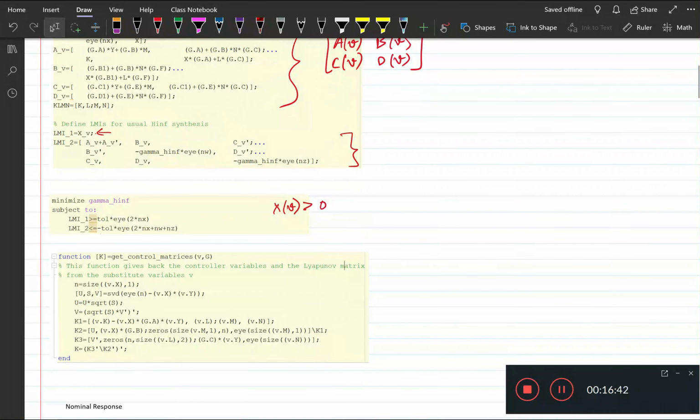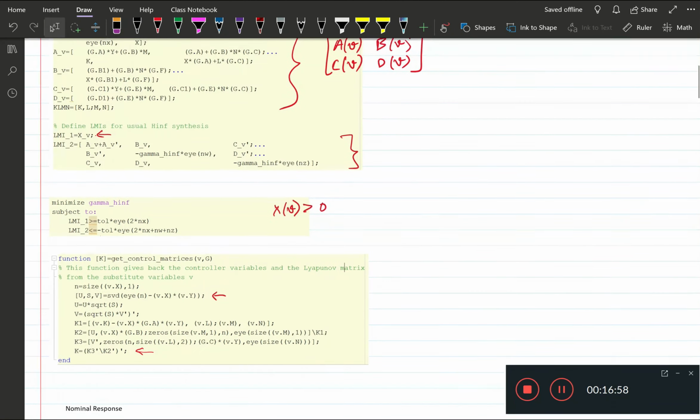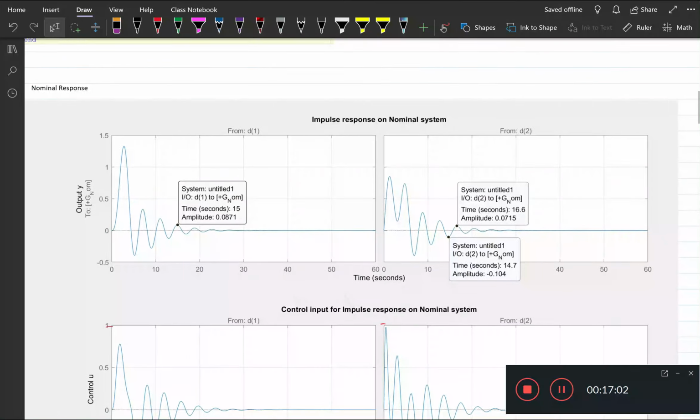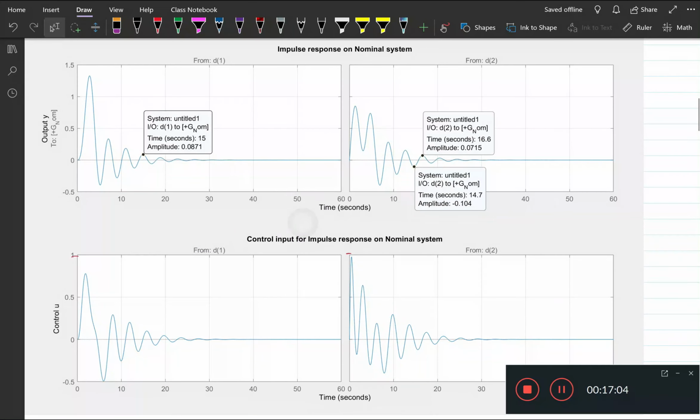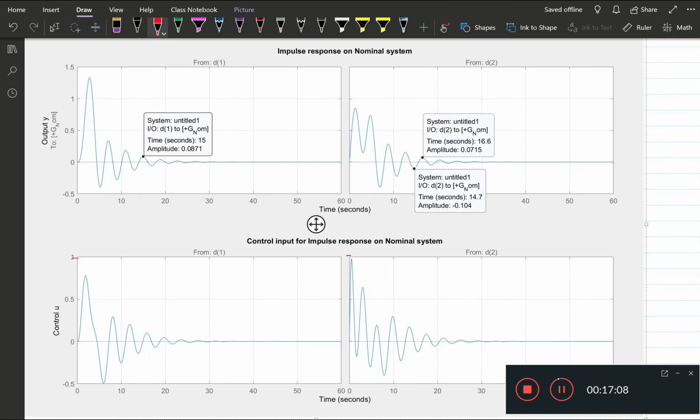We can get back the controller by doing an SVD of I minus XY, and then computing the control matrices as we saw in the construction of the controller part. Now let's look at the nominal response. So this is the impulse response for the disturbance inputs D1 and D2.